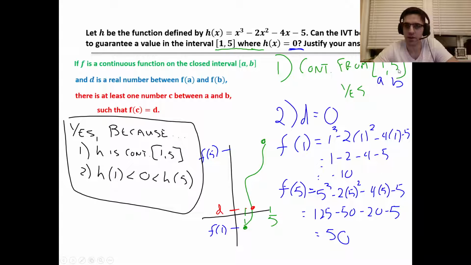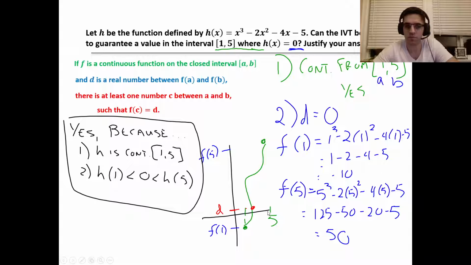If we plug in f of 5, the other end of the interval, 1 and 5 being the interval numbers, we can do some math and find that f of 5 is equal to 50. And so if we map f of a to f of b, we would get negative 10 to 50. Well, 0, our d value, is in between negative 10 and 50.